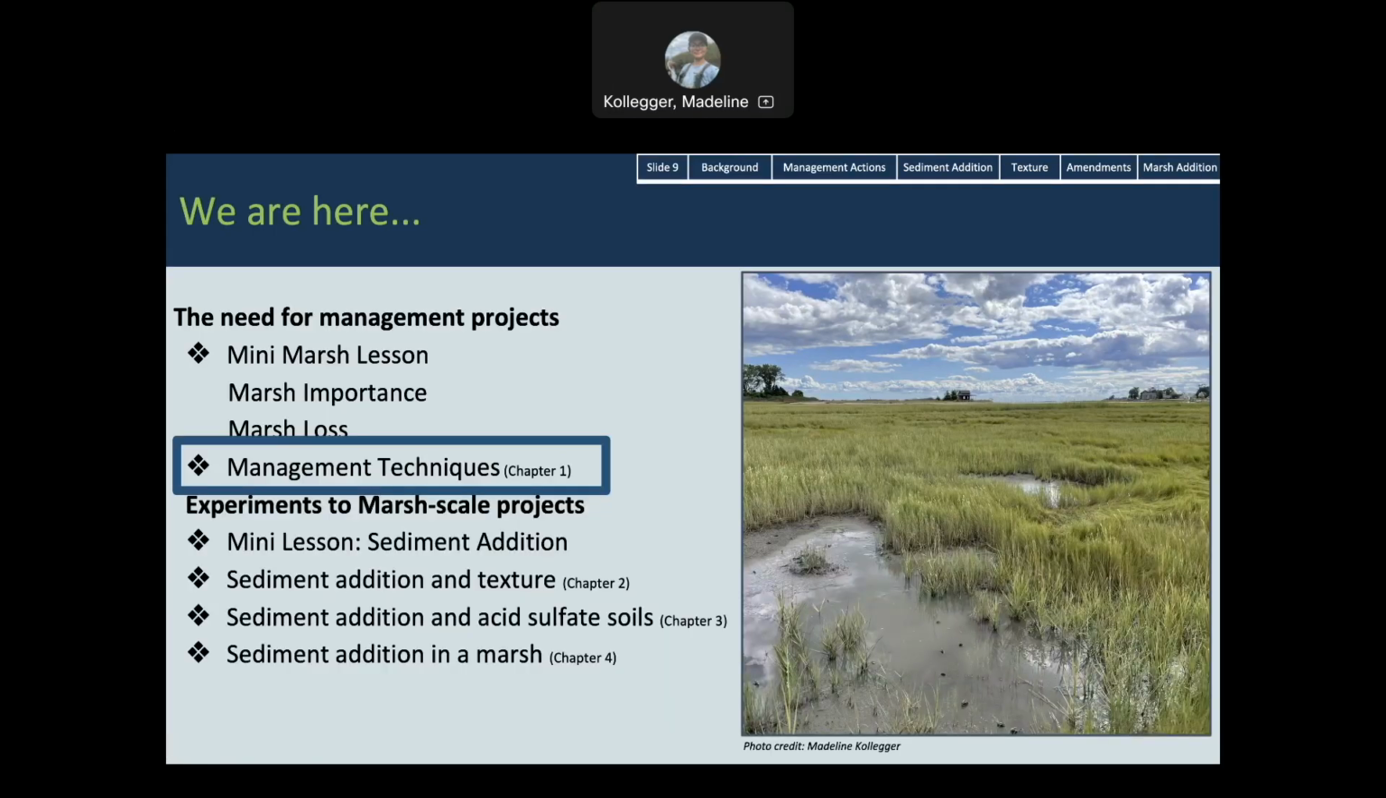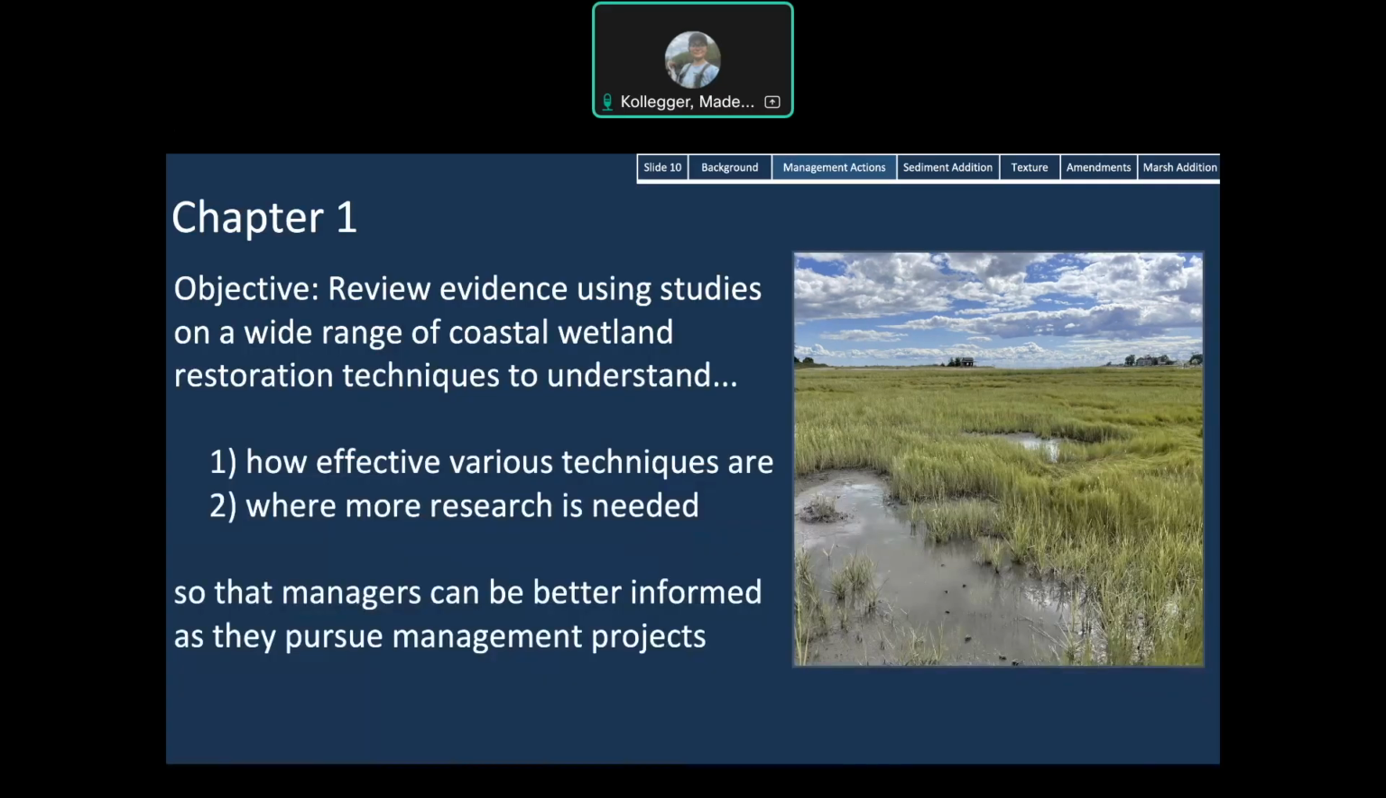And so that brings us to management techniques and how we can protect the existing coastal marshes that we still have. And the objective of my first chapter was to review evidence using studies on a wide range of coastal wetland restoration techniques to understand how effective various techniques are and where more research is needed.